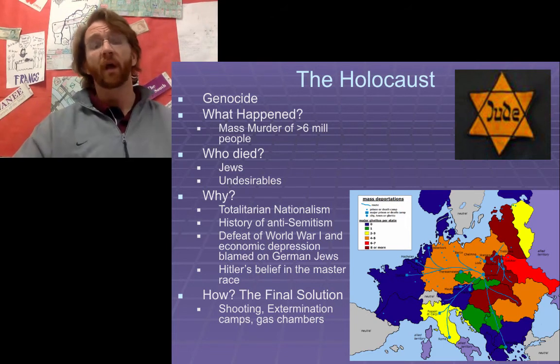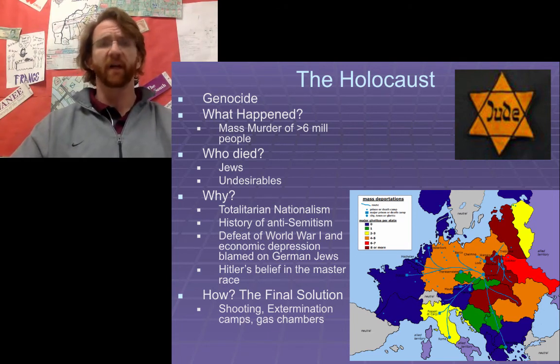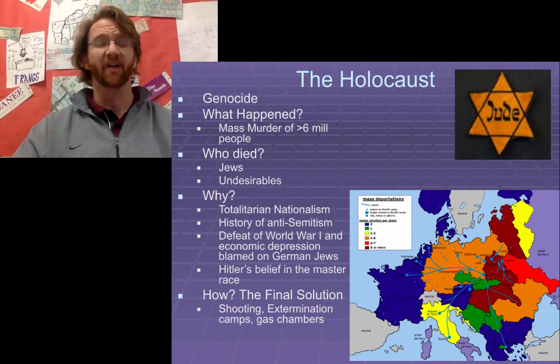And so how did he do it? Well, he figured out, well, I've got to kill everyone. We need to kill everyone. And so they went through a series of methods to figure out the most efficient way to do that. And they started out shooting them. And they figured out that this took a tremendous psychological toll on the soldiers. And so they went from shooting to extermination camps.